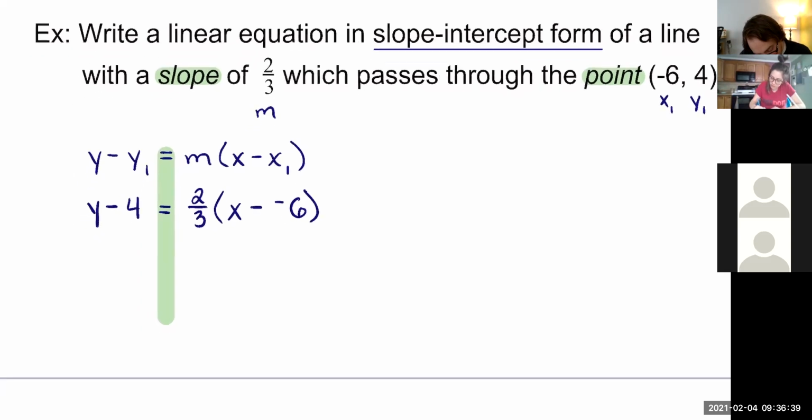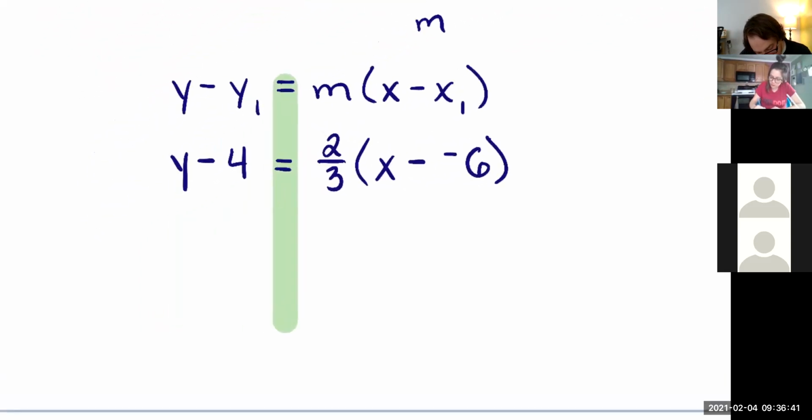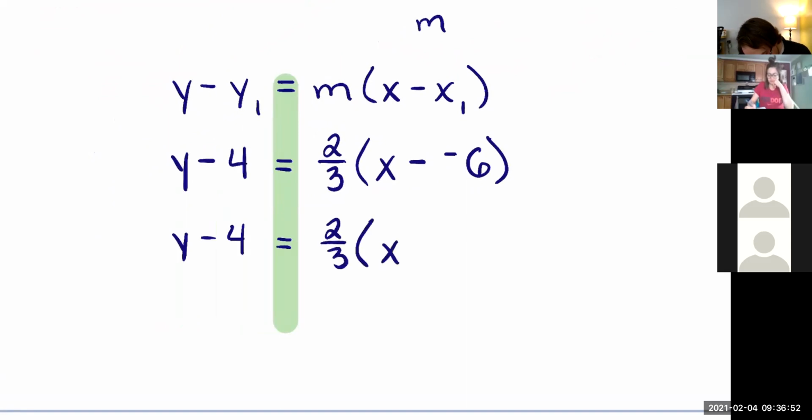So I'm going to rewrite this same statement yet again. I'm going to zoom in here now to y minus 4 equals 2/3. And then in parentheses, I'm now going to have x plus 6. Again, nothing's really changed other than that minus a negative, but that's going to at least help me avoid any weird accidental sign flips that trip me up later.